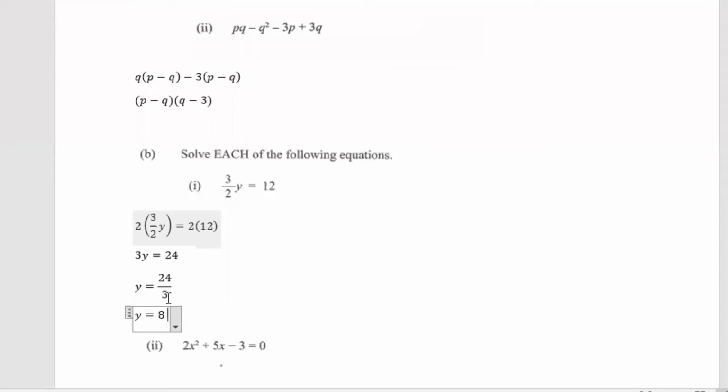If you're wondering how the 3 is being divided here, we're trying to get this 3 from the left-hand side beside the y to the right-hand side. The only way we can do that is by dividing both sides of the equation by 3, and what we'll have remaining is y is equal to 24 divided by 3, and therefore y is equal to 8.